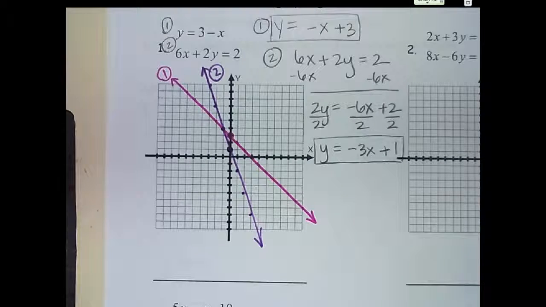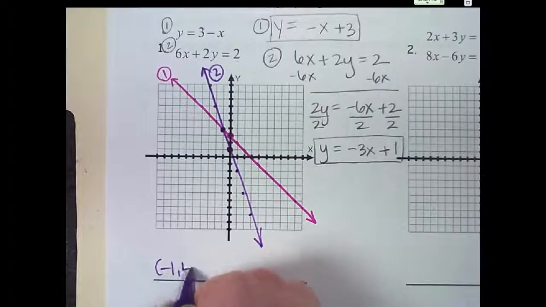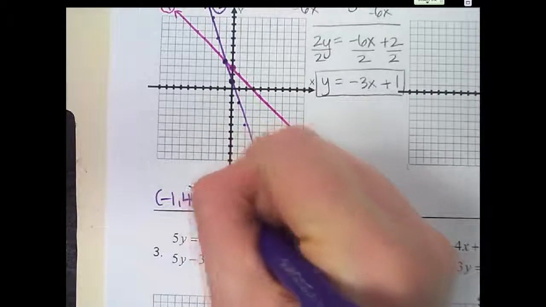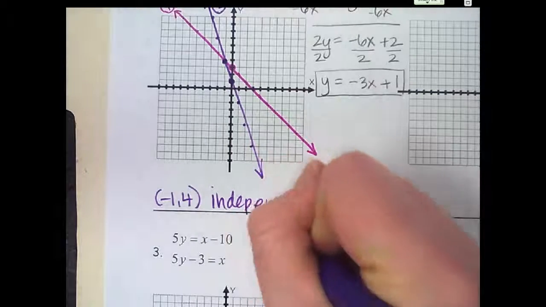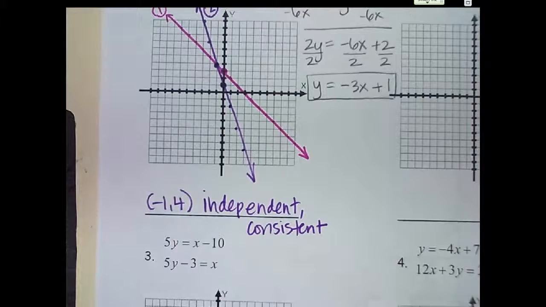So the solution is where they cross at, which hopefully you can see on your paper, negative 1, 4. So I want to write the actual solution. What kind of system is this? When it has one solution, what kind is it? Look back at your table. Independent and consistent, right? Not horrible, right? I know sometimes you get tired of graphing. But today's only graphing day, so that's good.